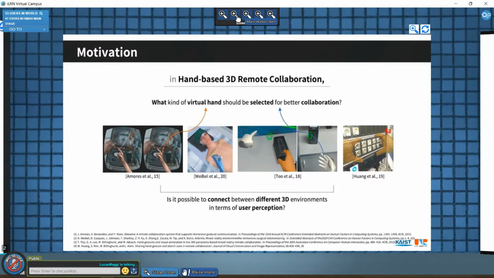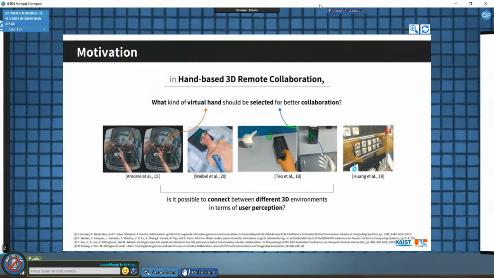In such hand-based tasks, the user's attention is mainly focused on the collaborator's hand expressions, thus it is essential for a system to express the hand movements properly. Therefore, selecting an appropriate virtual hand model, particularly with an adequate understanding of each 3D environment, is an essential factor for achieving a satisfying collaboration experience.